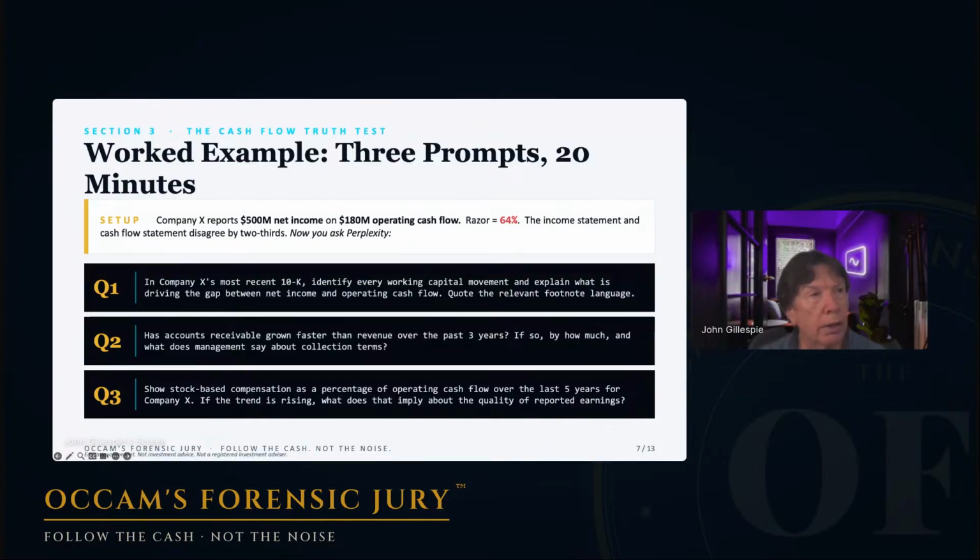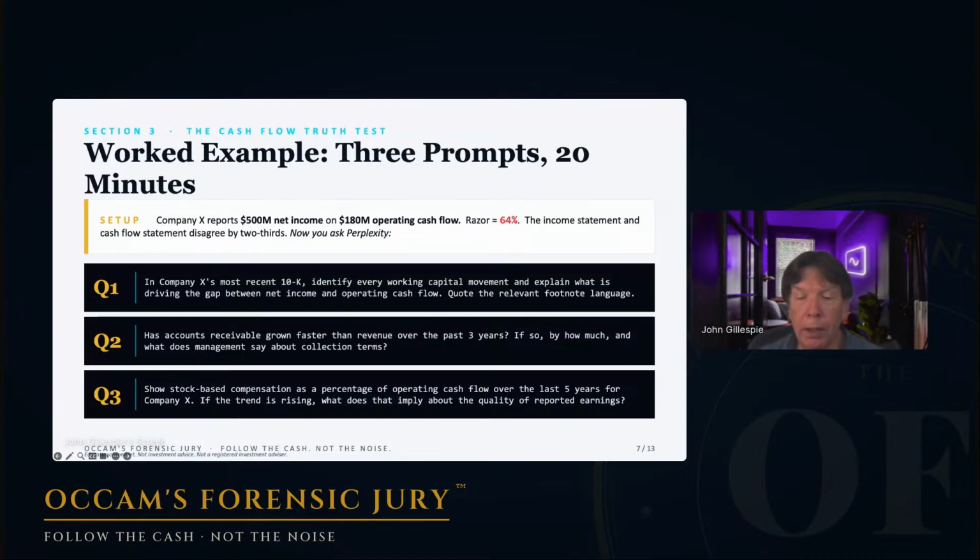So here's a worked example. We have the three prompts, right? Company X reports 500 million in net income on 180 million operating cash flow. The razor's 64%. The income statement and the cash flow statement disagree by two-thirds. Now you need to ask Perplexity some questions. So let me make it concrete, right? The income statement and the cash flow statement disagree by two-thirds. This is a screaming red flag. The next 20 minutes is how you can turn it into a thesis.